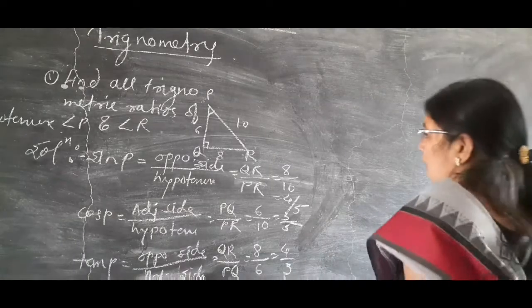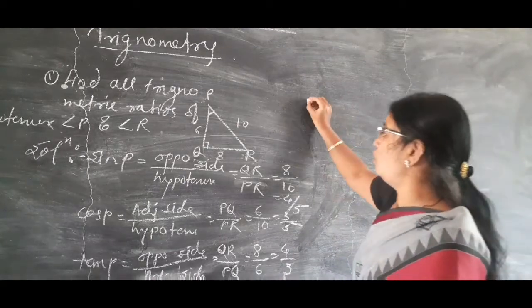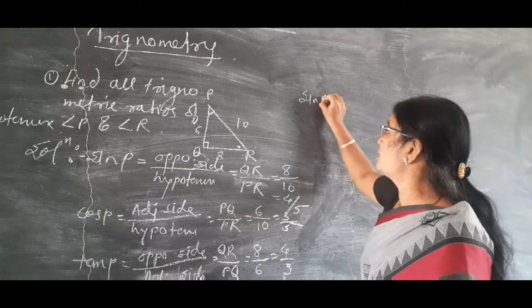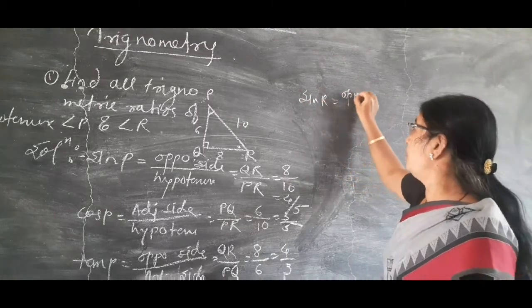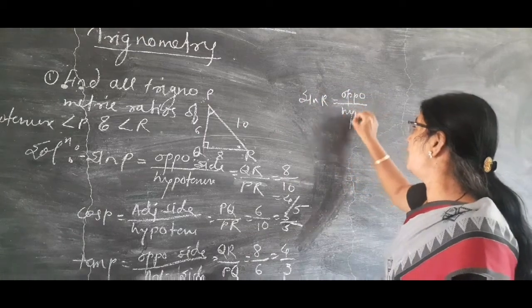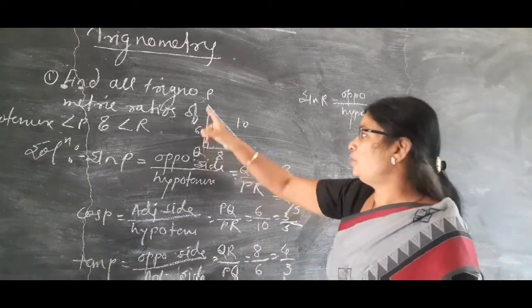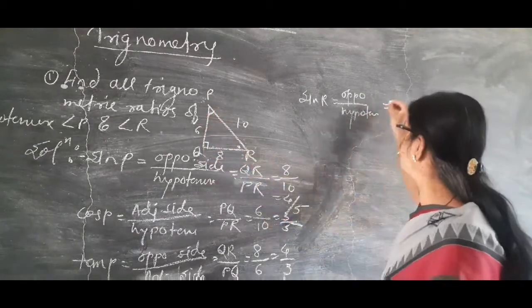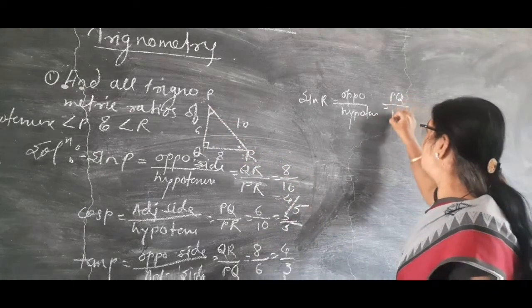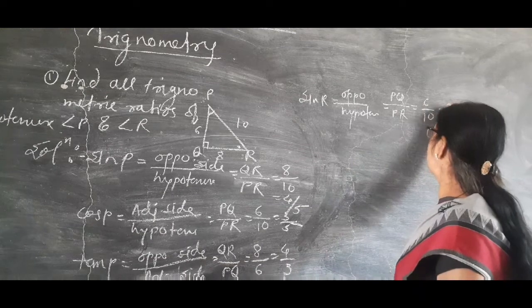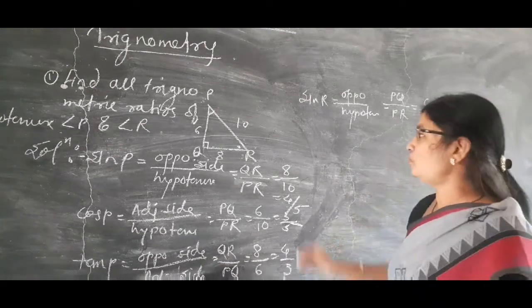Now see here, again you have to find the ratios of angle R. First you have to find sin R. What is the formula? Opposite upon hypotenuse. Which is the opposite of R? PQ. PQ upon PR. PQ is 6 upon 10. What is your answer? 3 upon 5.